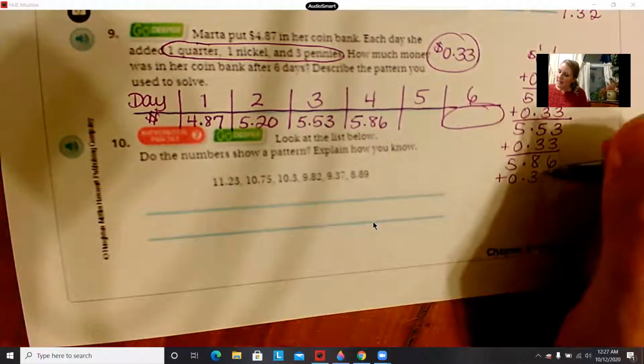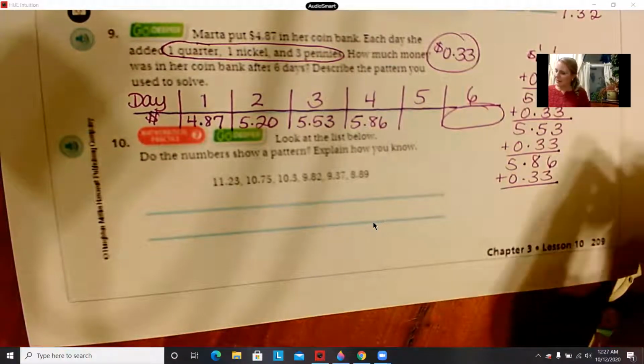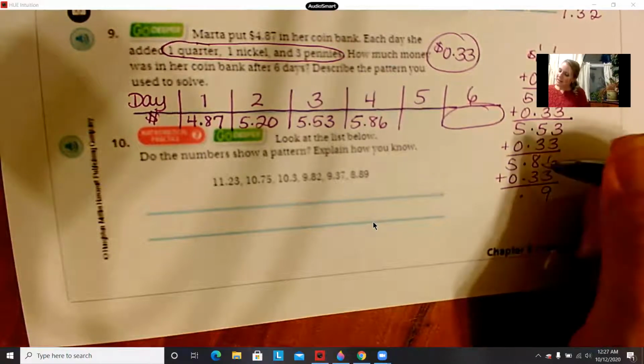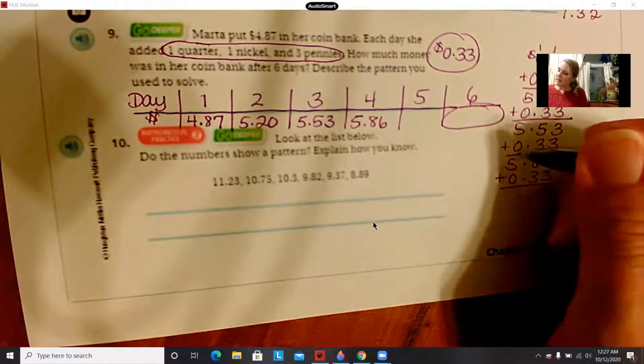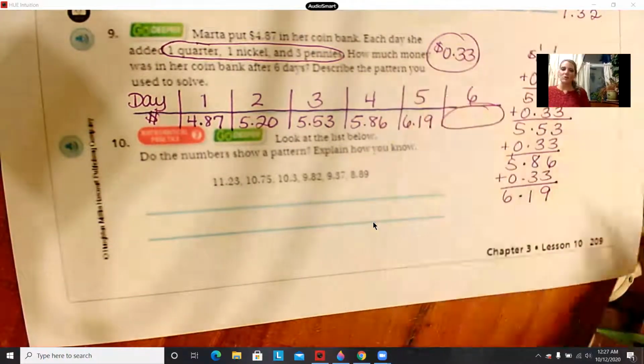Let's do our roll again, add 33 more cents. Oh, this adds up. We should do this in our piggy banks, right? All right, 6 plus 3, 9. 8 plus 3, 11. Carry your 1. And 1 plus 5 is 6. She's up over $6 on day 5.